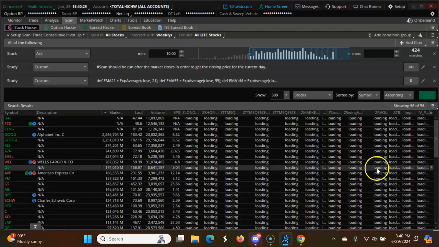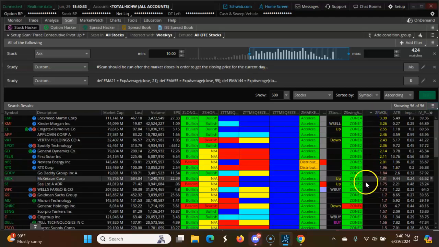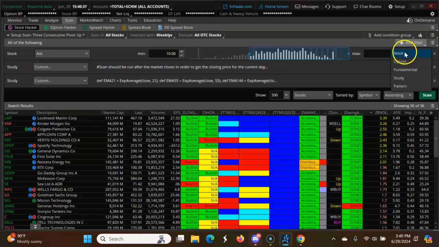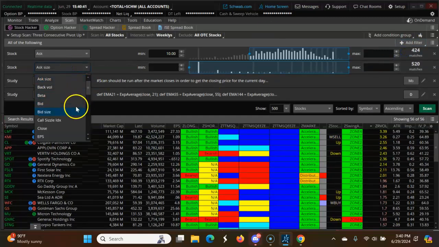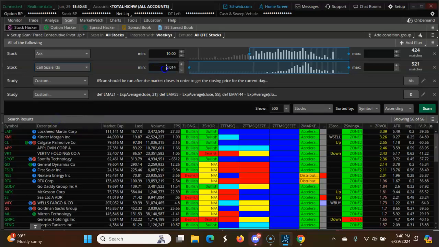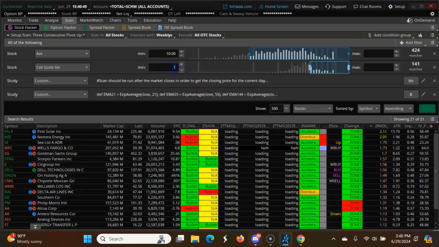Scan again. Okay, we are seeing 50 C stocks plus volume. Let me add stock. Call signal index 1, 2.